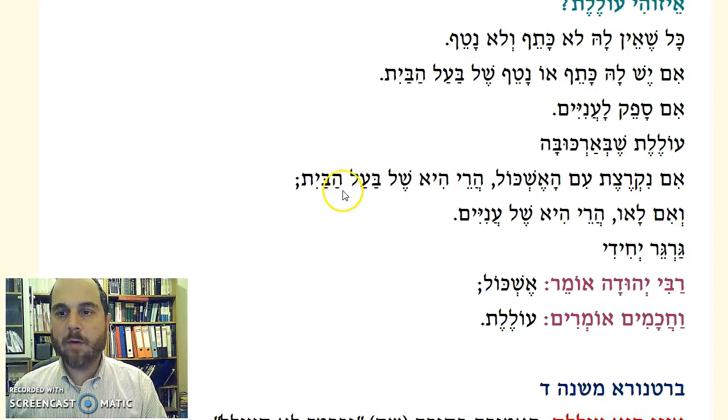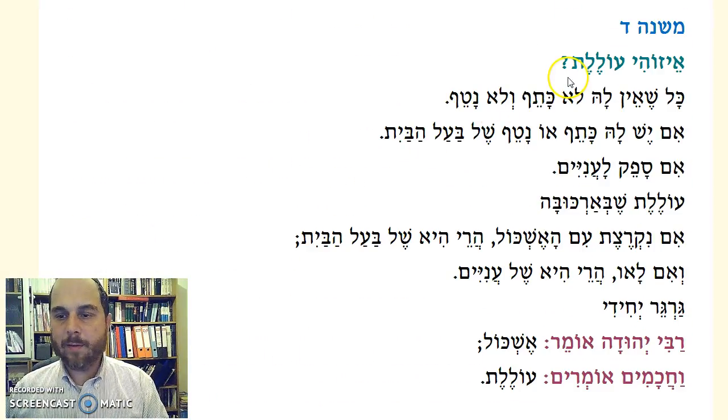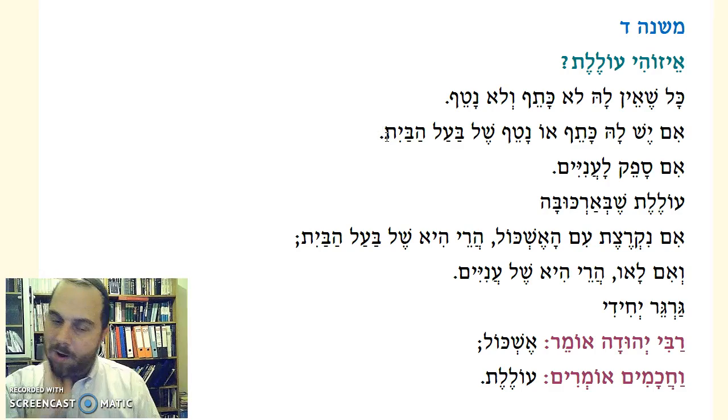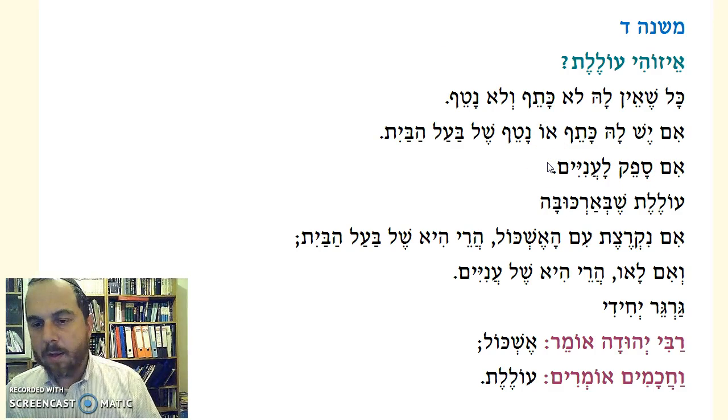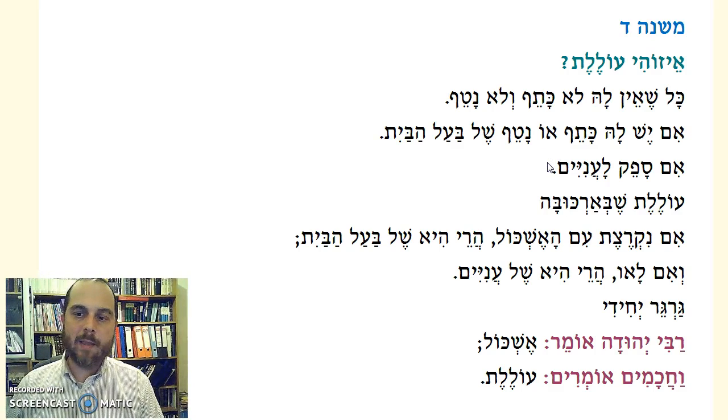So let's go back to our Mishnah. Ezohi Olelet? What is an Olelet? Kol she'en lo katef lo natef. Im yesh la katef o natef shel bal habayit. If it has either a shoulder or a natef, a bottom, then it belongs to the bal habayit. It belongs to the owner. Im safek la aniyim. If you're not sure, then that belongs to the aniyim. We usually say, safek matnot aniyim, go to the aniyim.